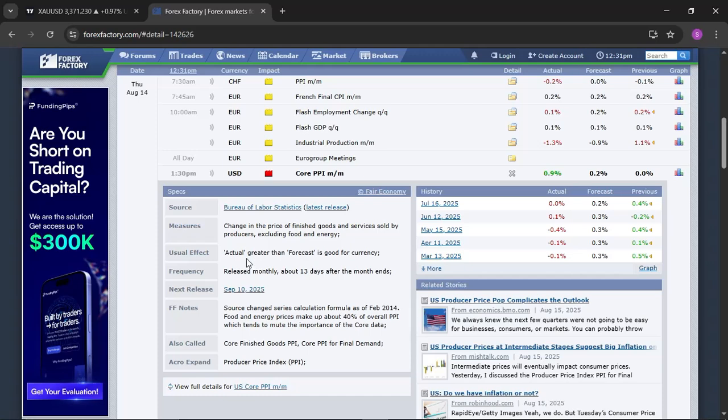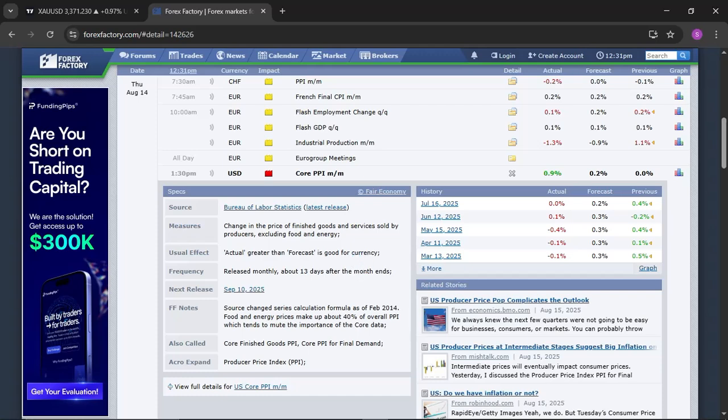Now let's come back to actual greater than forecast. The forecast was 0.2%. Now if they say actual greater than forecast is good for currency, and the news that they are going to release at exactly 1:30 is greater than this forecast, let's assume it is 0.3, that is greater than 0.2, it is good for currency. What do you mean by good for currency? It is good for dollar. It shows that dollar is stronger.